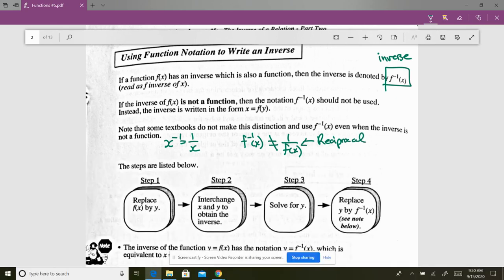Okay, it is not the inverse. If I want you to do a reciprocal, I will write 1 over f of x. If I write f to the minus 1, that is an inverse. You have to remember that.